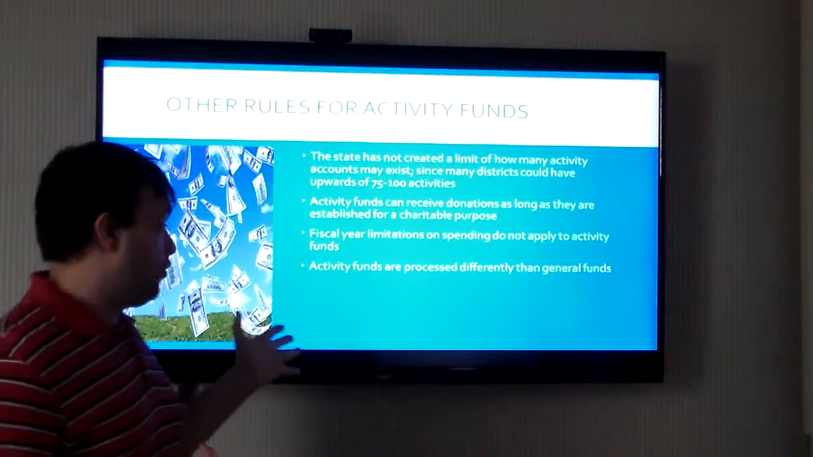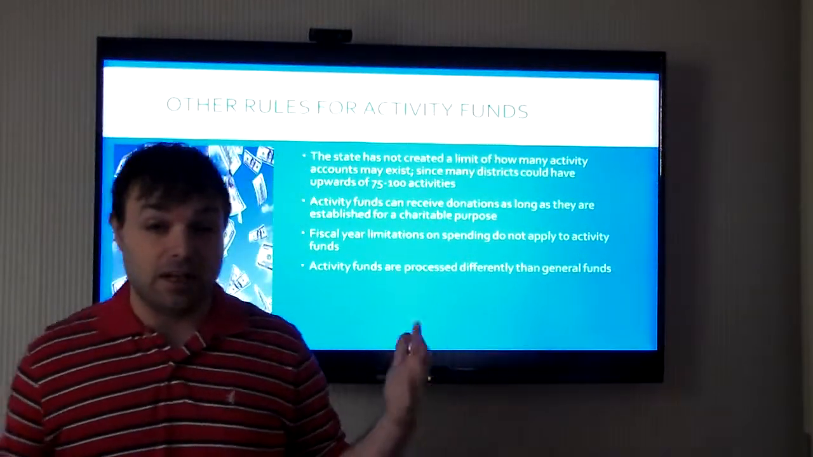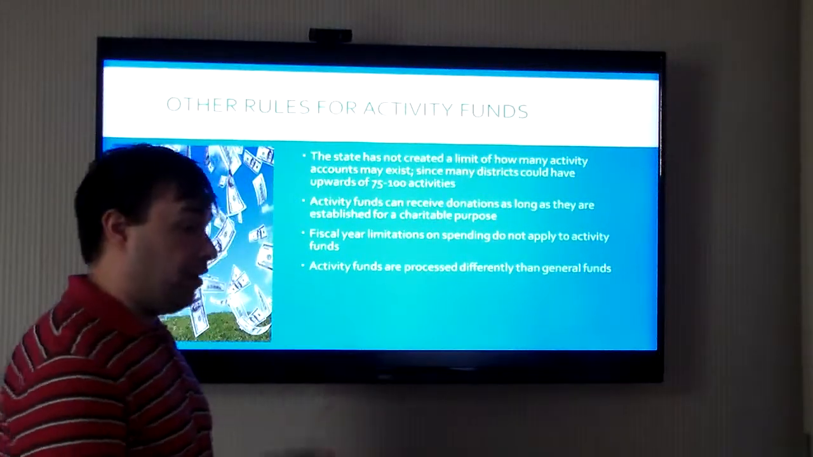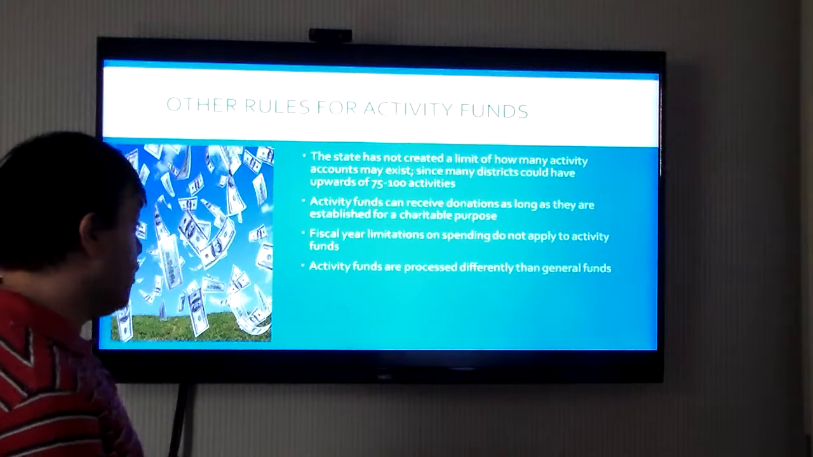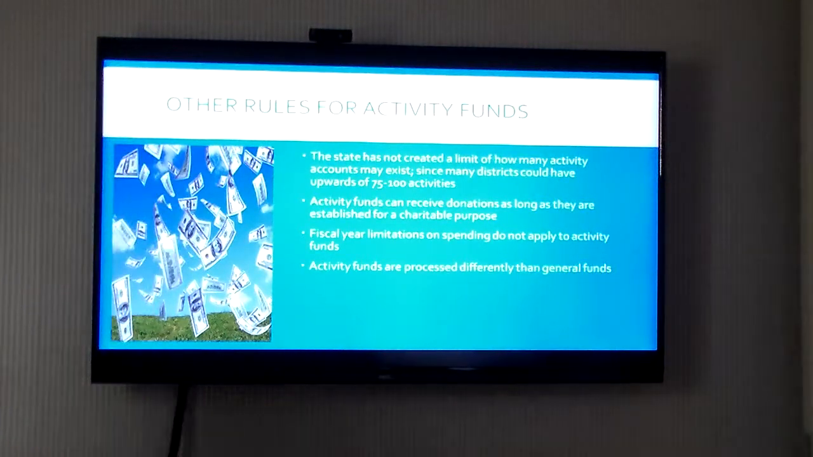There isn't a limitation on spending. If the activity fund wants to spend an infinite amount of money, they have the right to. That is not regulated at the state, district, or building level. The activity has the autonomy to spend what they want. And obviously their process is different than general funds. I think that goes without saying.